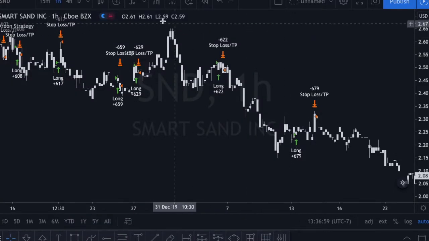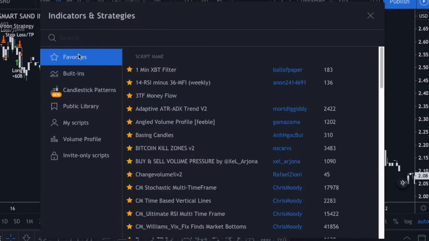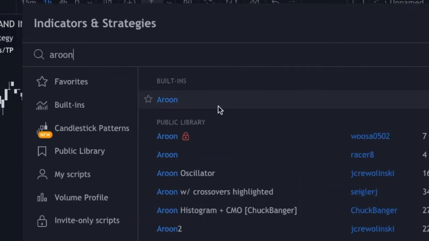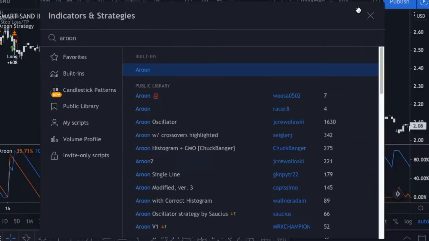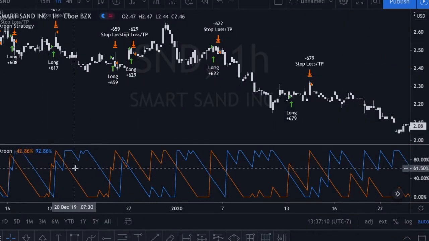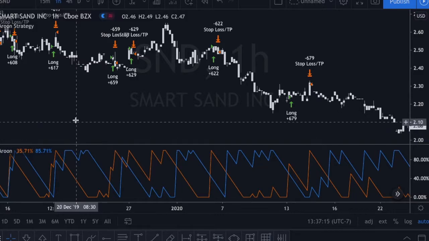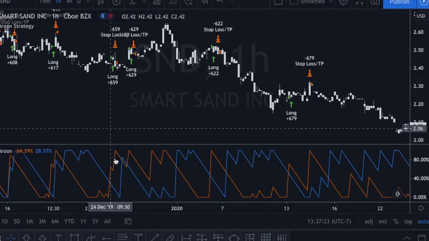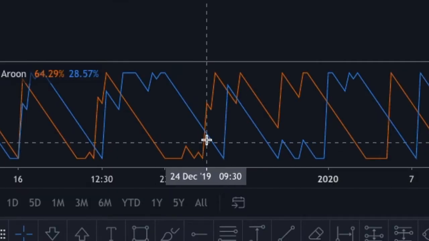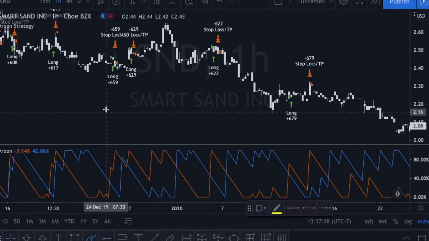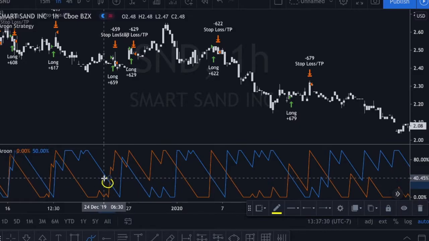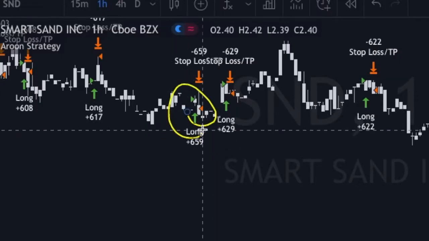So the first thing we're going to do is pull up the Aroon indicator. Come up here and type in Aroon. You'll find it as one of the built-in indicators on TradingView. Click out of that, and this is what the indicator looks like. So here's how we're going to be trading this strategy. All we're going to be doing is taking a long position whenever this orange line crosses above the blue line. Let's circle that up. There's a cross there, and we're taking an entry position right there.